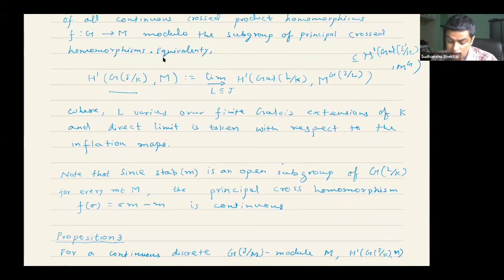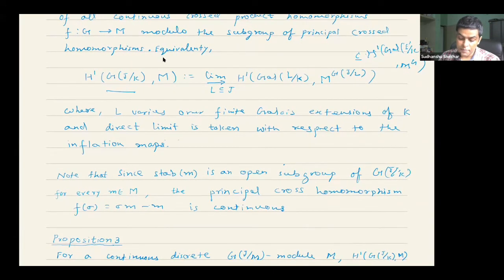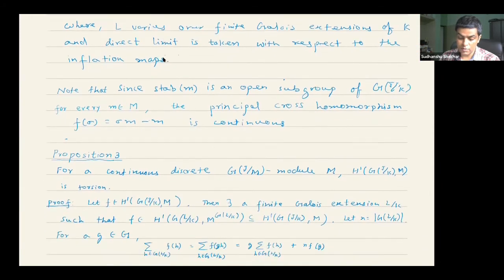I'd like to mention here that since this M is a discrete module, this stabilizer of M is an open subgroup, and therefore actually it should be G here. See here, J comma K. So it's actually an open subgroup of the Galois group of J comma K for every M belonging to capital M. And in fact, that just says that maps of this kind are actually always continuous. So we don't have to go to principal continuous principal cross homomorphisms. They will anyway be inside.